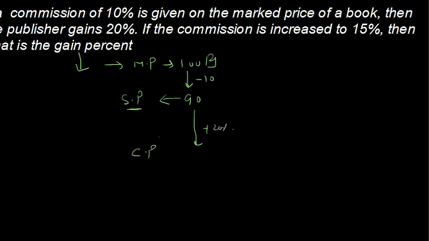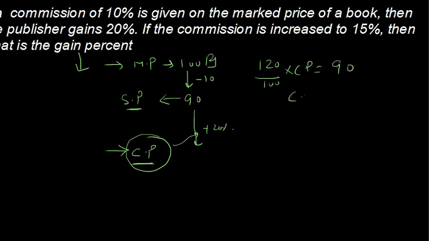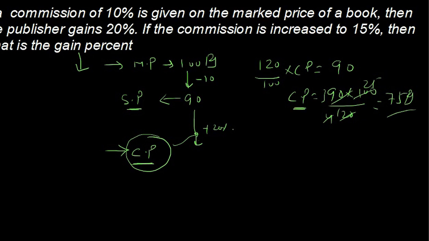I think the most important thing, as I already told you in the theory part, is that whenever you are solving questions of profit and loss, make sure you calculate the value of the cost price. The cost price can be found by gaining 20% on it, so 120% of cost price equals 90 rupees. So the cost price is 90 into 100 divided by 120. 3 thirties are 90, 4 thirties are 120, so this is 75. So 75 rupees is the cost price of this particular book.